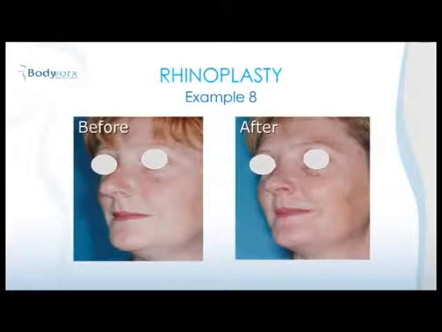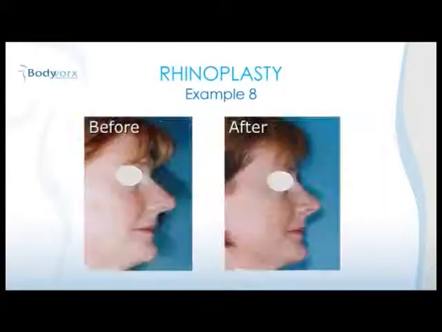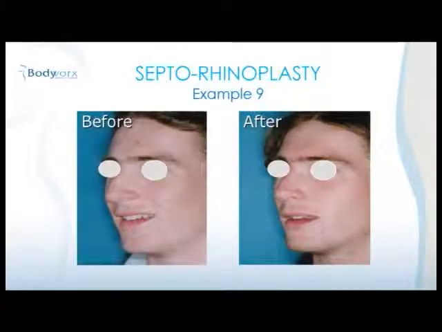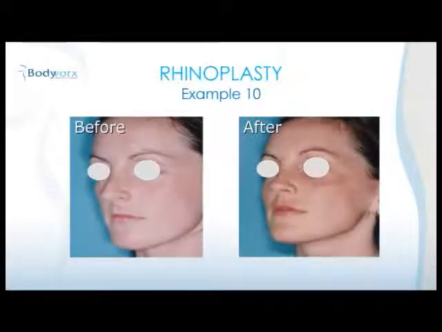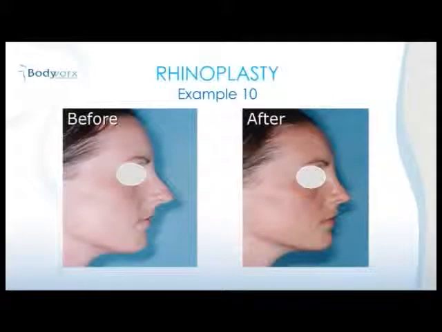In this example, the patient's nose appears overprojected. In the right-hand image, you can see that the projection has been reduced. The nose is smaller overall. In this gentleman's nose, he wanted the bump removed, and in this case, bump removal and shortening of the nose. You can see in the post-operative image on the right-hand side, the nose appears smaller overall.